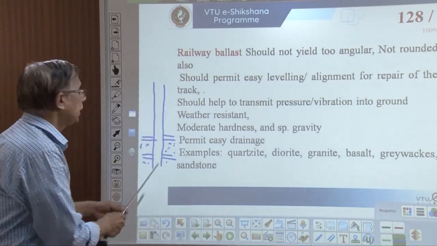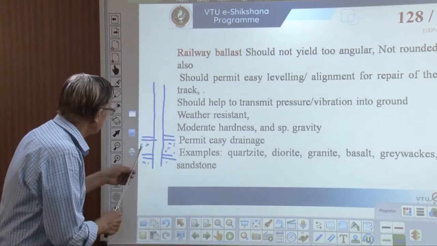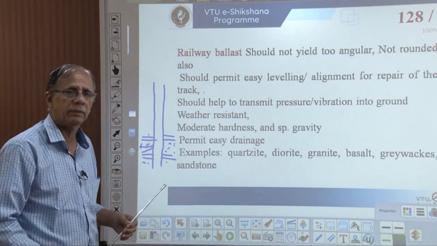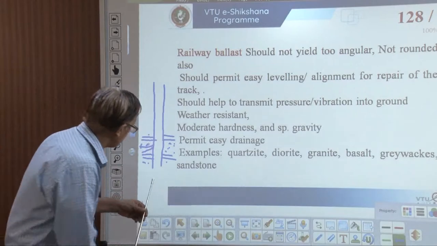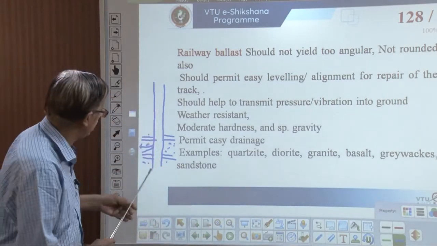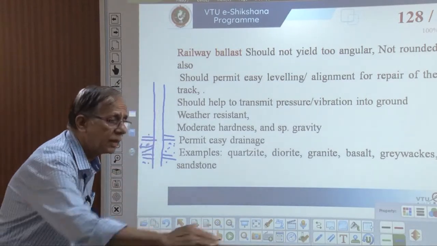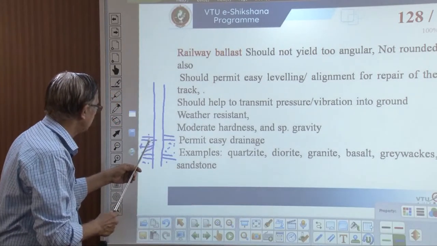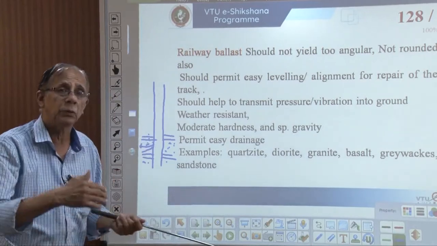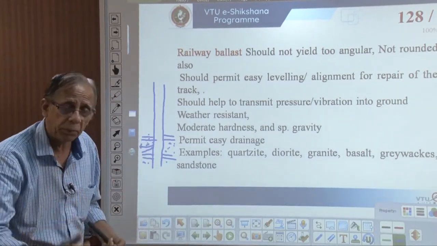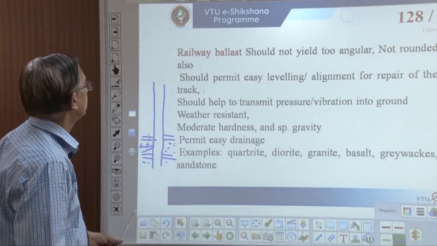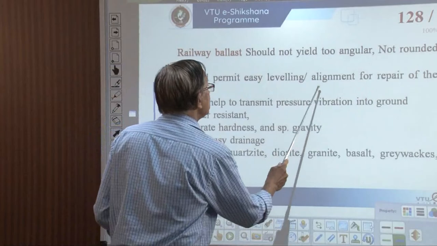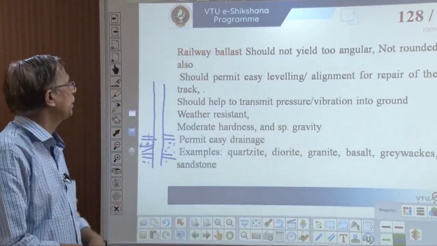We have seen laborers now and then here, they pull this rock, align this rock, etc. Because of the passage of trains, vibration, these rock fragments may slide and a gap may develop between this and this. So they have to align them frequently, repair. That is one important property. Therefore, they should permit easy leveling and alignment for repair.